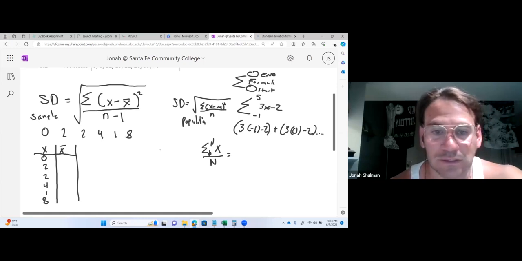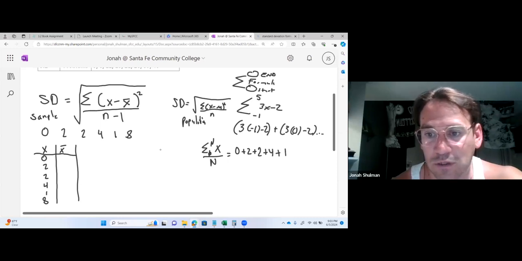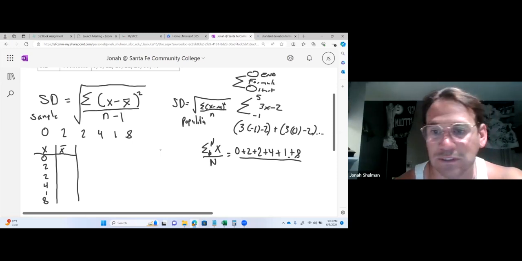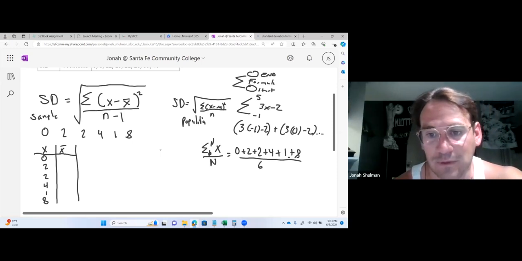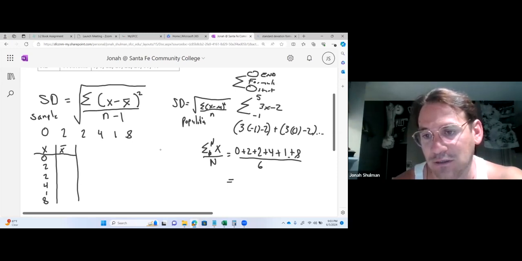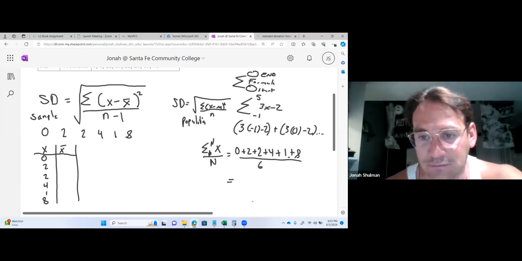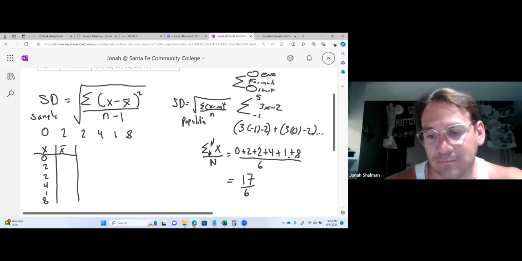But in our sense, it's just 0 plus 2 plus 2 plus 4 plus 1 plus 8, divided by how many terms did I come up with? 1, 2, 3, 4, 5, 6 terms. So we're dividing it by 6 at the end. So 2, 4, 8, 9. 9 plus 8 is going to be 17. We're just going to divide this by 6.